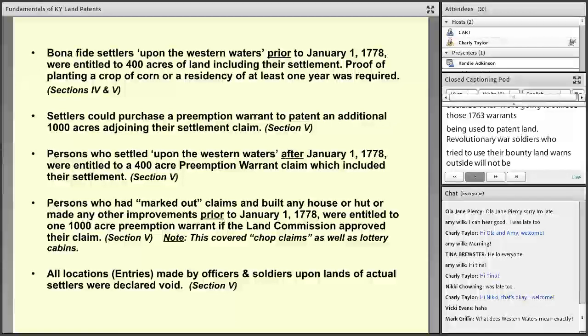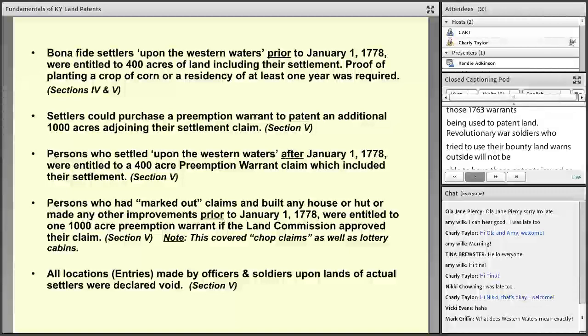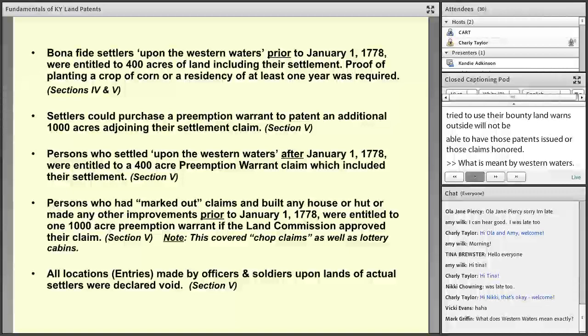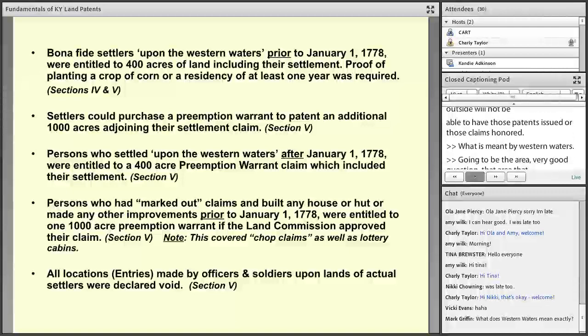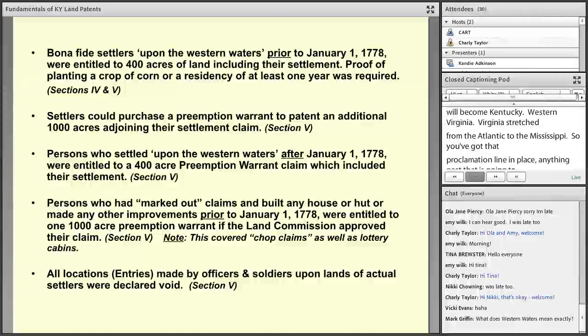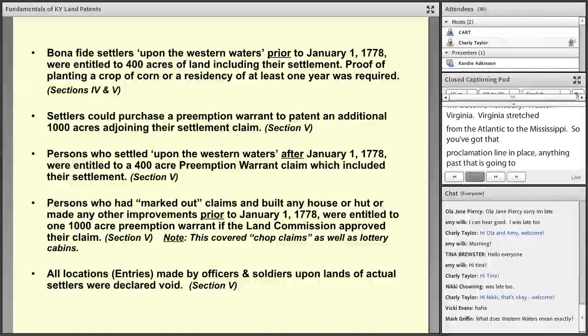I do have a question. What's meant by Western Waters? Western Waters is going to be the area, very good question, that area that will become Kentucky. It's Western Virginia. Virginia stretched from the Atlantic to the Mississippi. So you've got that proclamation line in place. Anything past that is going to be your western area. And that's what these land laws are addressing.